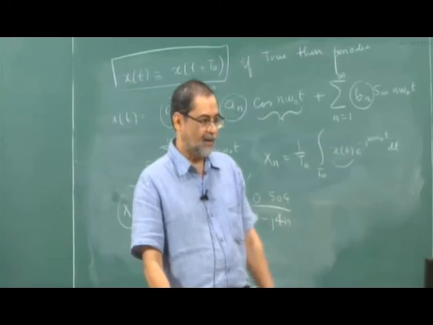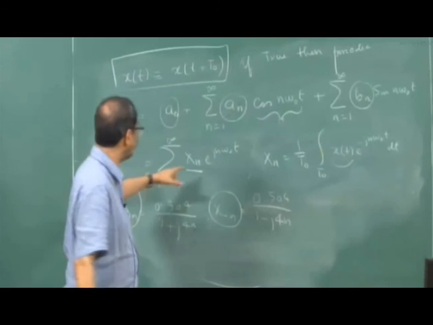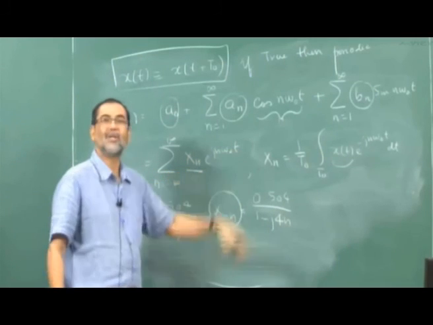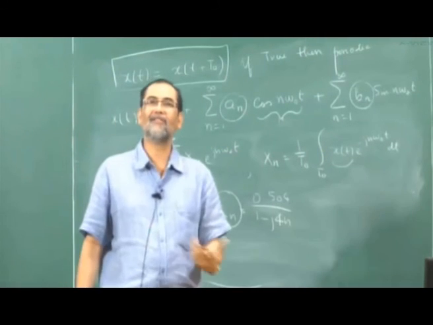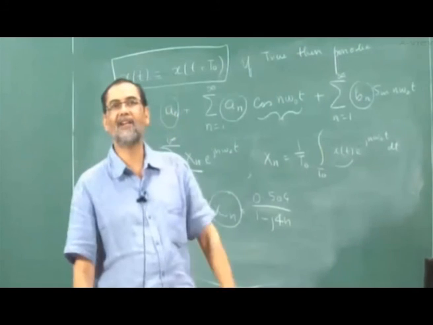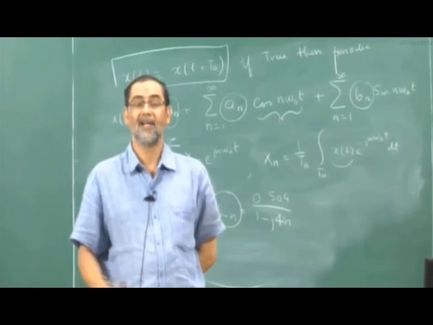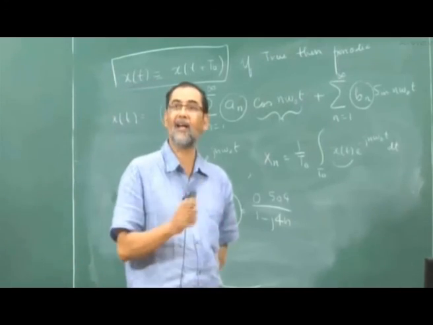And I have now terms like plus 2t, minus 2t. Does it mean that for the given real signal there are plus and minus, negative frequencies? So with that question I stop today.